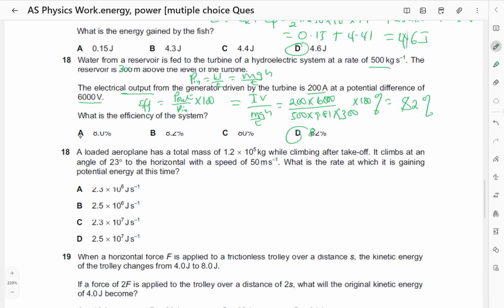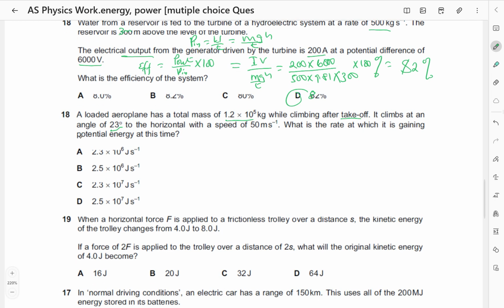A loaded aeroplane has a total mass of 1.2 times 10 power 5 kilograms while climbing after takeoff. It climbs at an angle of 23 degrees to the horizontal with a speed of 50 meters per second. What is the rate at which it is gaining potential energy at this time? Of course, rate of gain of potential energy is power. So power will be equal to the work done over time taken. Power can also be force times velocity.